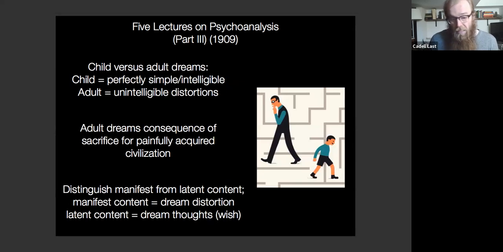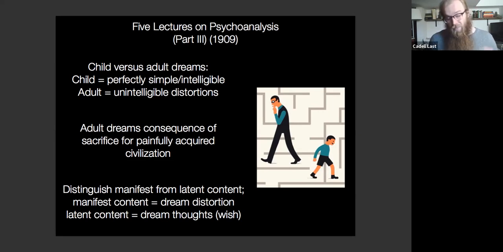But here we can bring up what I think is the most important angle, which is the distinction between childhood dreams versus adult dreams. Namely, that child dreams are simple and perfectly intelligible. When you analyze a child's dream, it's easy to tell that the dream is basically a wish fulfillment from the previous day, whereas with an adult, the dreams are unintelligible distortions. So here we have the formation of the symptom, we have the formation of the adult's identity, which is a sacrifice for, and here I think he actually has a great quote about that, where he basically says that the adult's identity is a sacrifice for painfully acquired civilization. I just think it's a brilliant formulation, and it's worth so much time thinking about that.